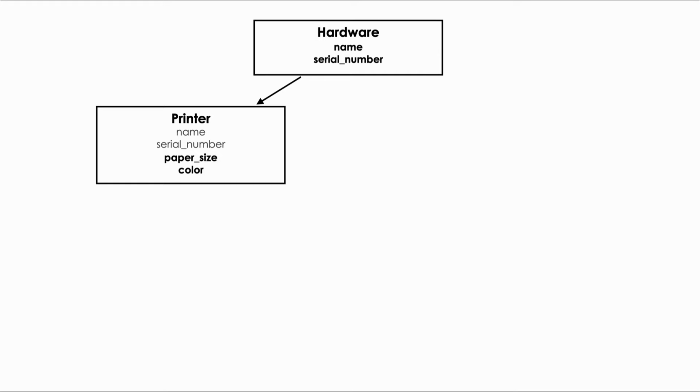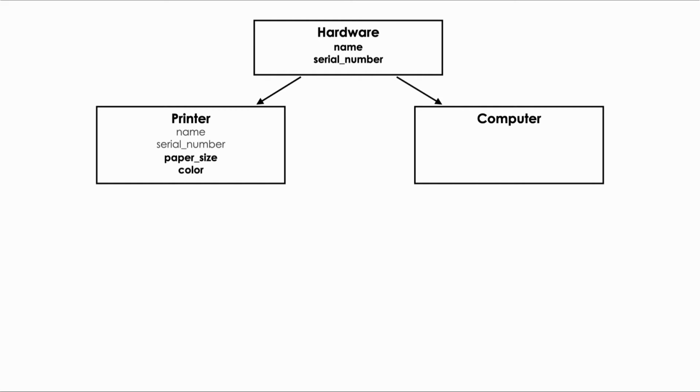Now let's add another table for storing our computers. And it too will be created as an extension of hardware. Computers are just more specific types of hardware. It inherits the two fields from the parent table again, and we'll add our computer-specific fields for disk space, memory, here.